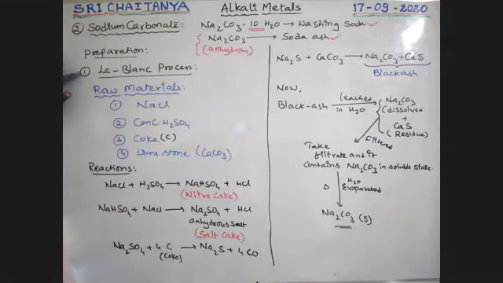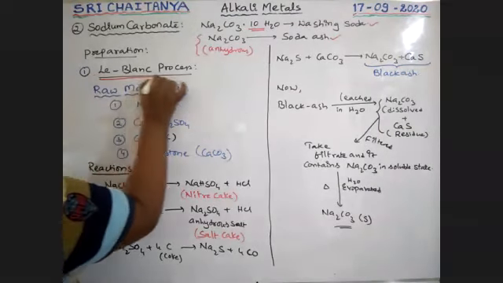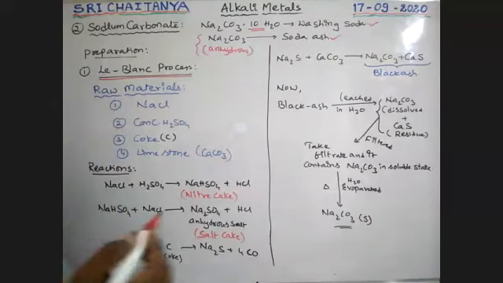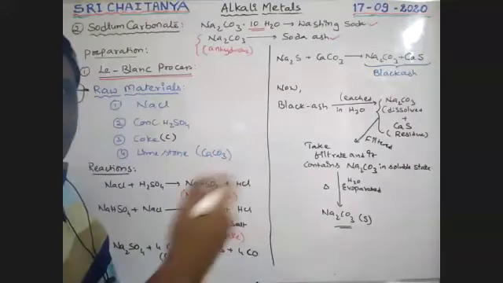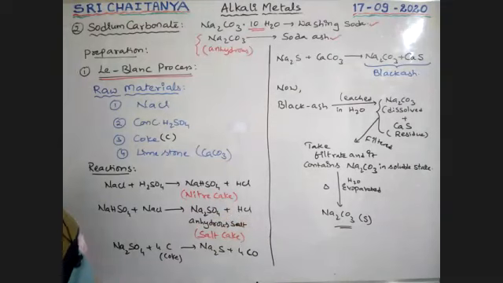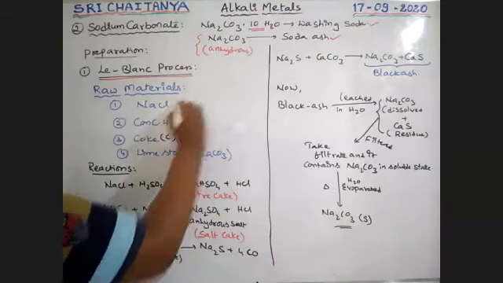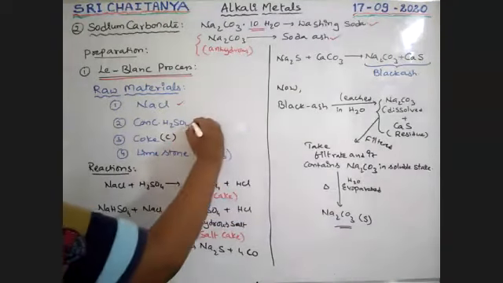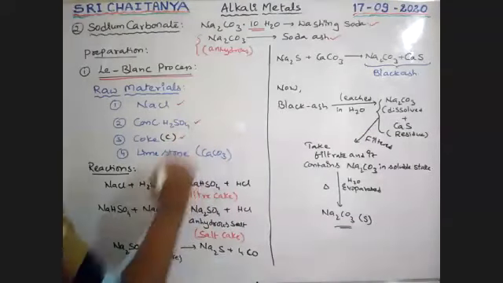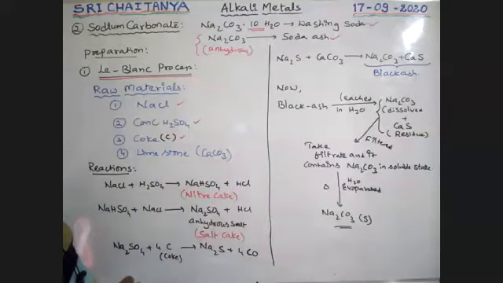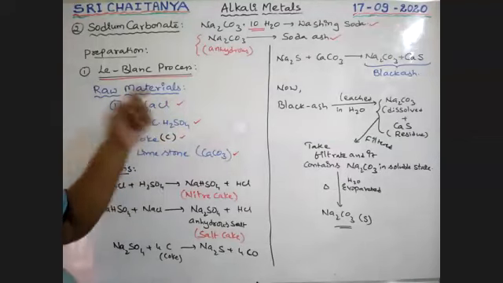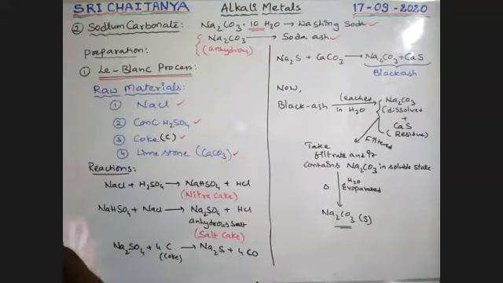That is our Na2CO3, sodium carbonate, by the Leblanc process. What are the starting materials to prepare this Na2CO3? Those are considered raw materials. So we need NaCl, concentrated H2SO4, coke, one of the allotropes of carbon, and limestone. These are the raw materials to prepare Na2CO3. Now, what is the method? How to prepare this Na2CO3?